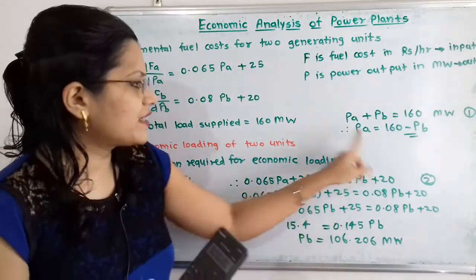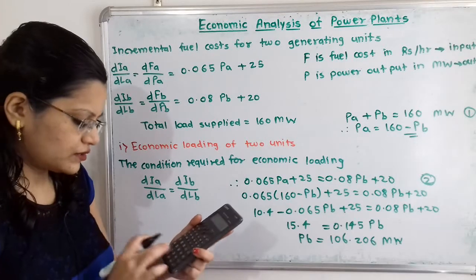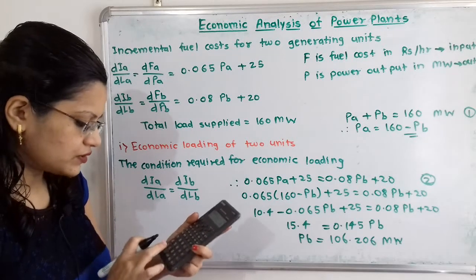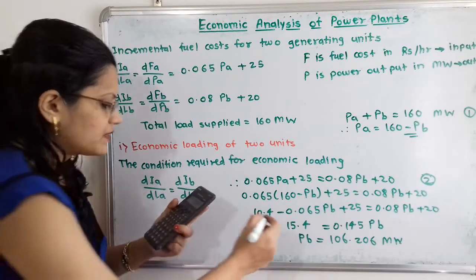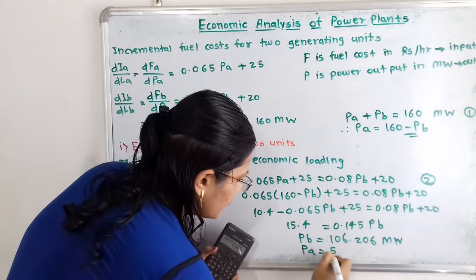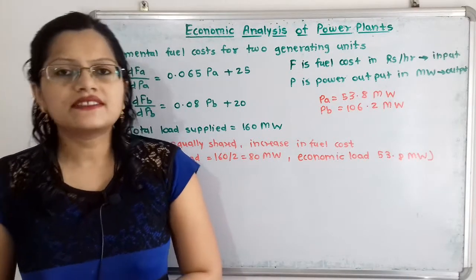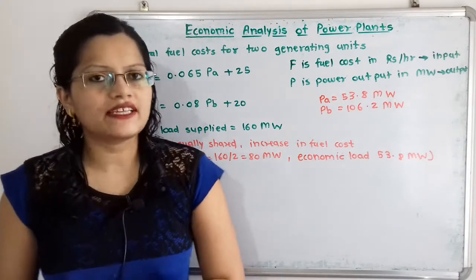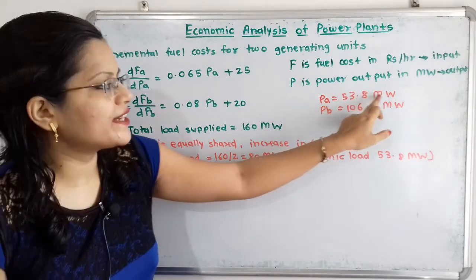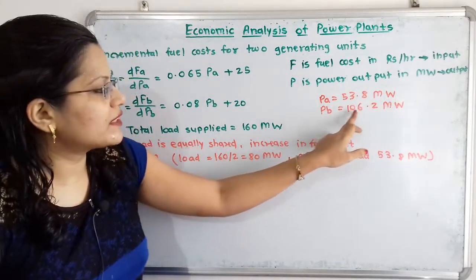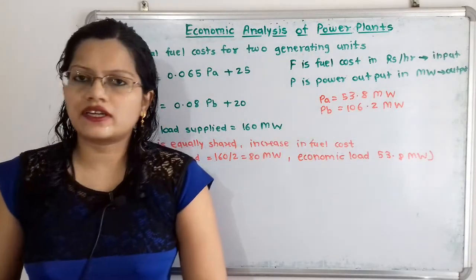Now from this we can find out PA. PA is equal to 160 minus 106.206, so 53.79. Therefore PA is equal to 53.79 megawatt. We can say that for the minimum input, that is for the minimum fuel cost, we have to load unit A for 53.8 megawatt and unit B for 106.2 megawatt. So these are the economic loadings between the two generating units.